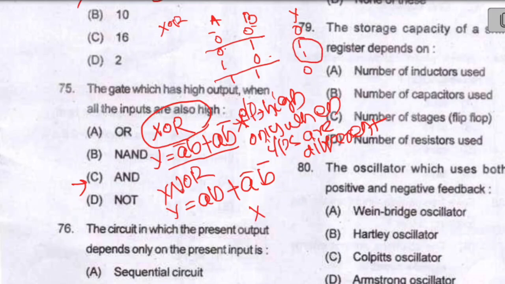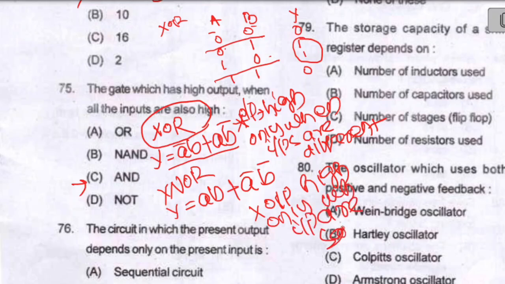And next, for exclusive NOR gate, output is high only when inputs are same.